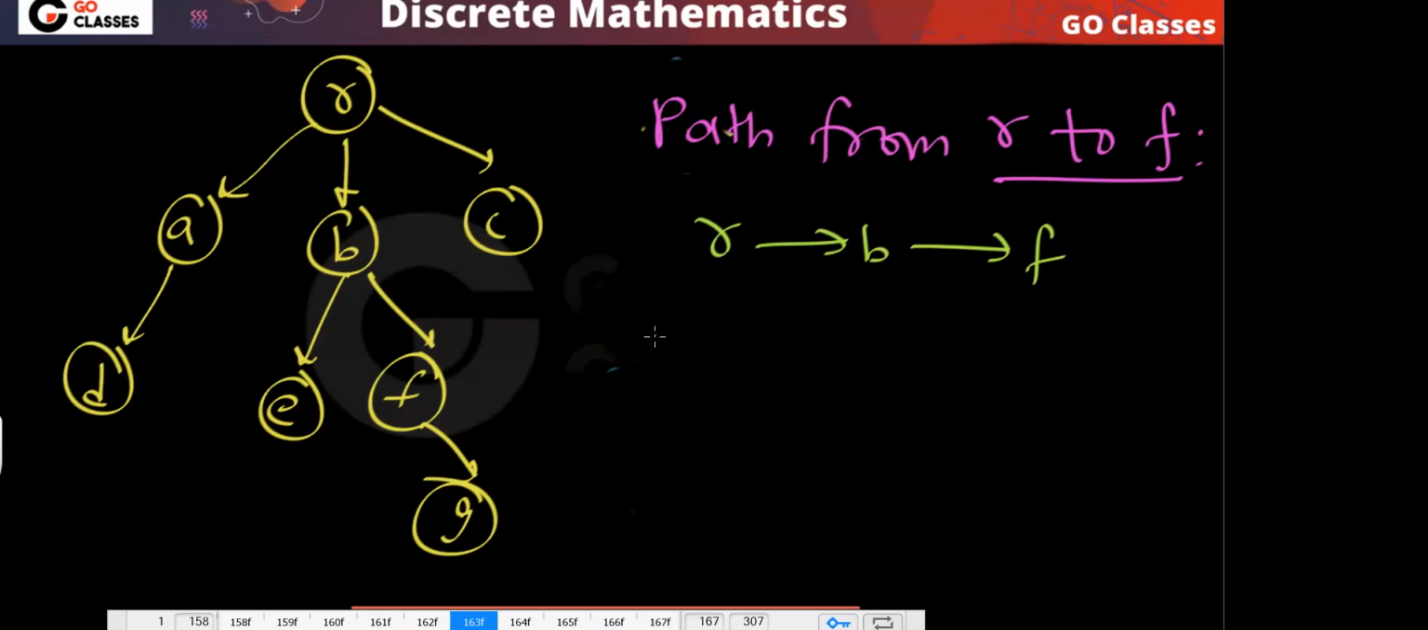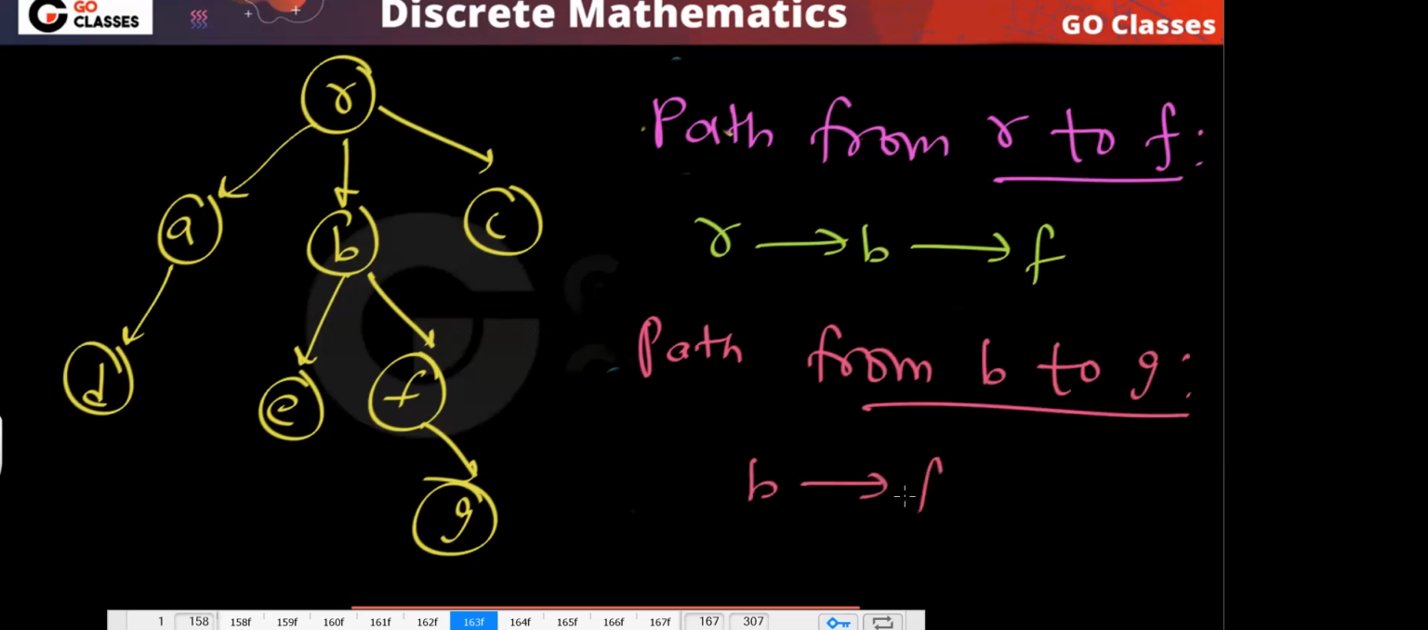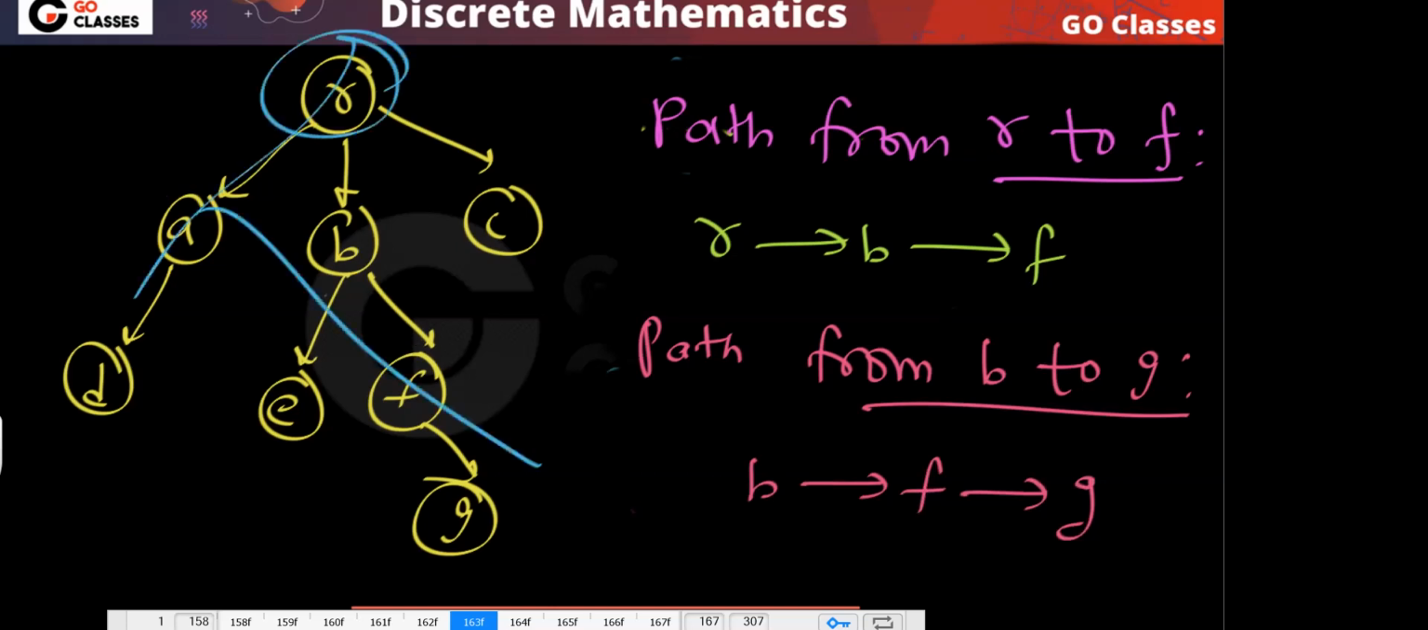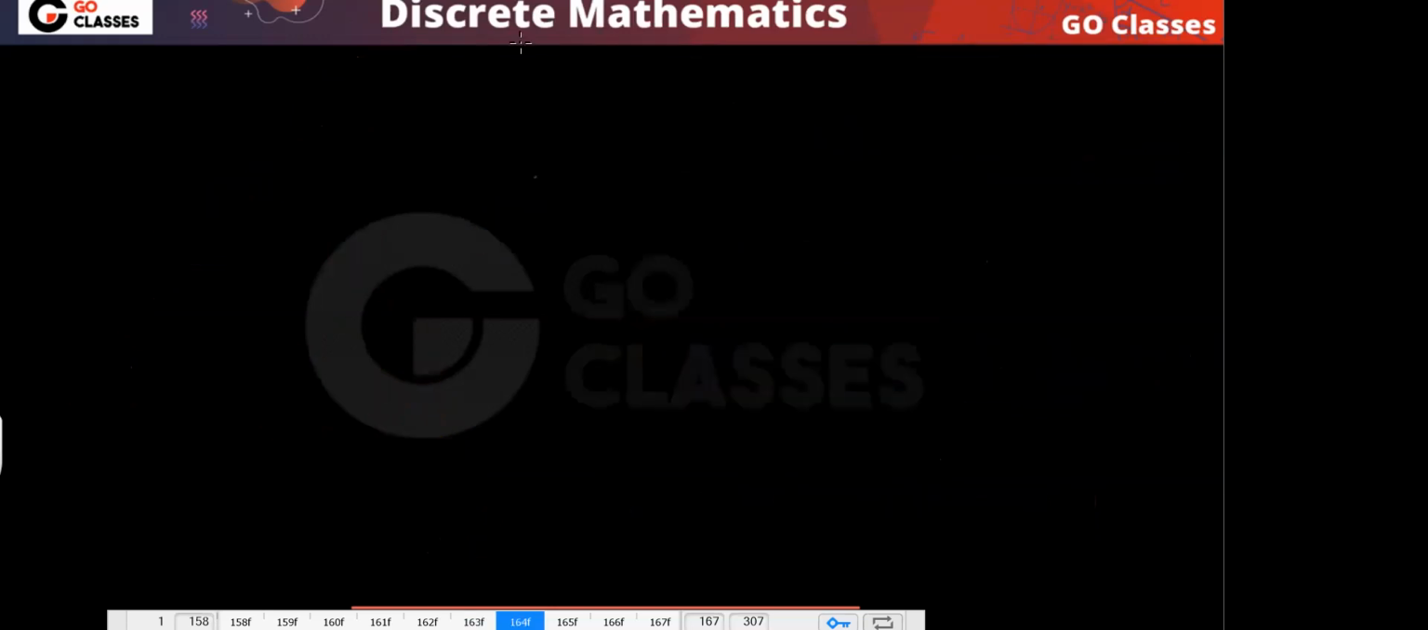Correct? For example, what is the path from B to G? That will be B to F and F to G. There is a unique path. From root to any other vertex, you will always get a unique path. The next concept is height and depth of a node.